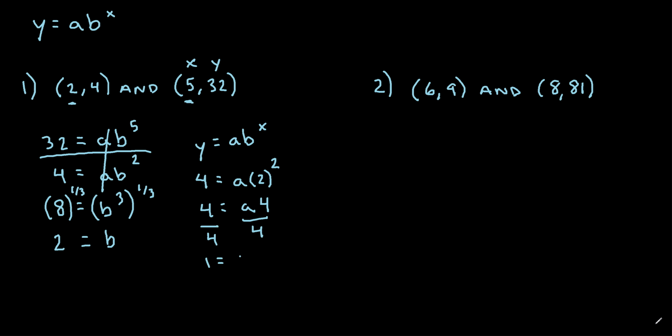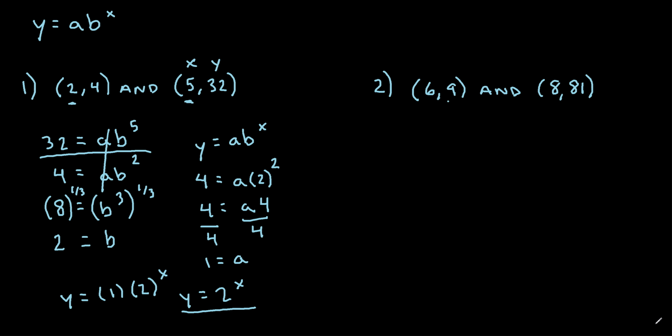So we are left with a is equal to 1. So now that we know a and b, we can write the final answer. y is equal to 1 times 2 to the power of x. Or we could just simplify that and write y equals 2 to the power of x. So this is the exponential function that goes through the points (2, 4) and (5, 32).